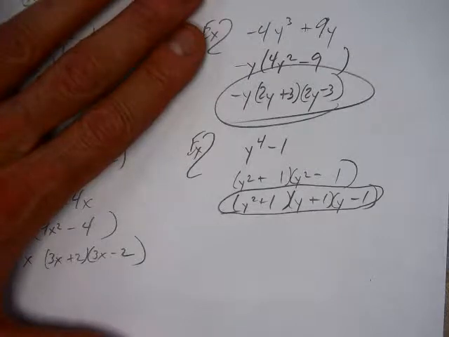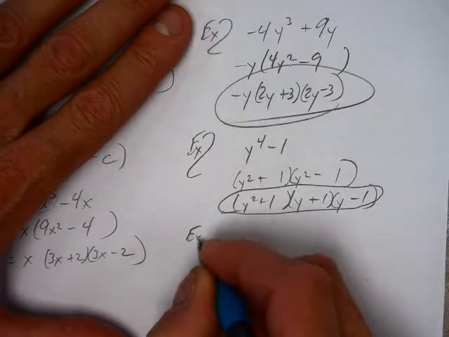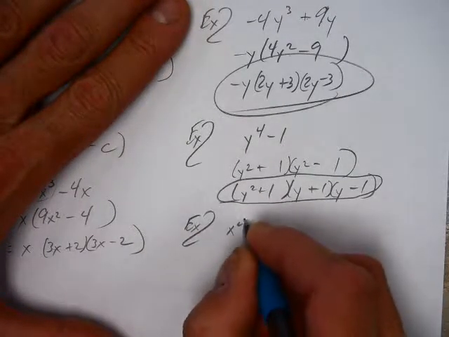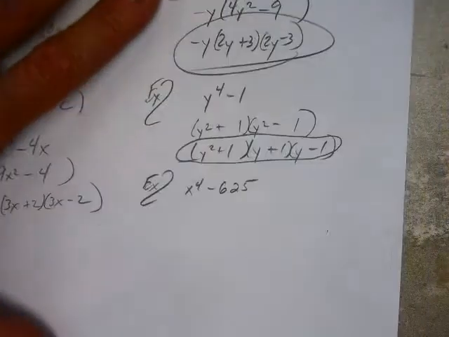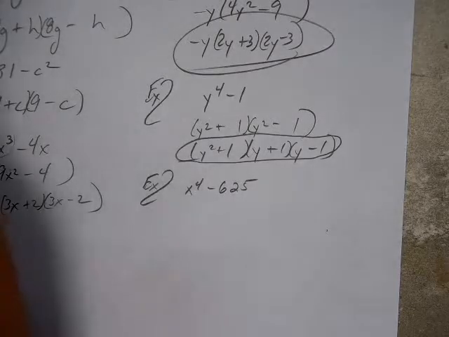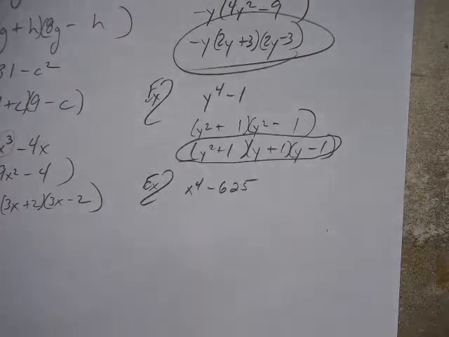Okay. Let's go ahead and try this: what if I did x to the 4th minus 625? Go ahead and factor that all the way. And yes, 625 is a perfect square. While you're doing that, I'll go to attendance. Remember, your job is to factor it as far as you can.